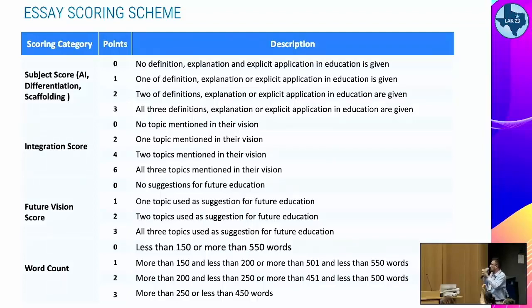So students who, for example, mentioned one topic in their vision essay, and based on that one topic, developed their future vision, would be given, for example, 2 points for their integration. Students who mentioned all 3 topics would be given 6 points for the integration part. Of course, they needed to mention these 3 topics in an integrative way by combining and synthesizing information across sources.